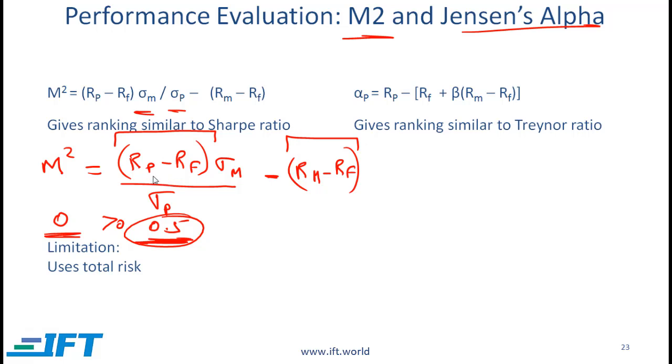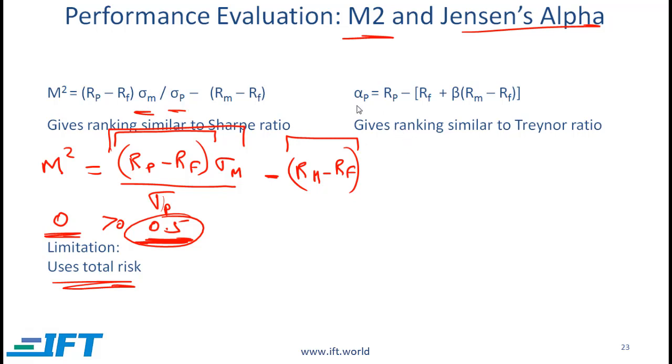Coming back and looking at another example where M squared can be positive. If the return on the portfolio is the same as the return on the market, but at a lower risk, in other words, sigma p is lower than sigma m, then again you will have this expression on the left being greater than the expression on the right, and you will have a positive M squared, which means that the manager is adding value. So the good thing about this measure is that the number makes sense. However, the limitation still holds because we are using total risk and not systematic risk.